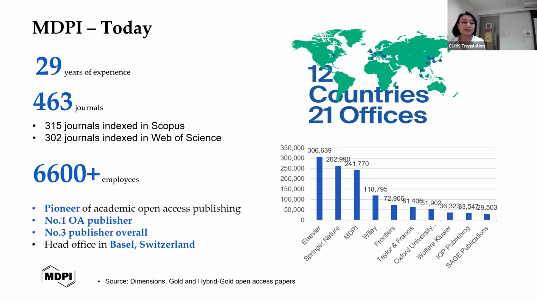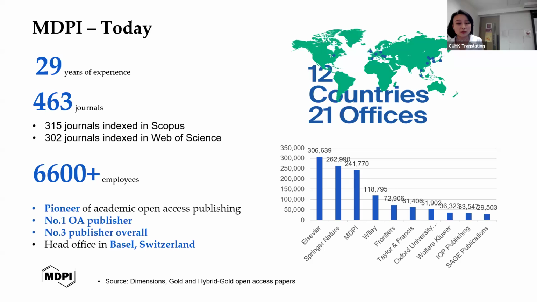And the head office of MDPI is located in Basel, Switzerland. And all around the world, we are located in 12 countries, and now we have 21 offices all over the world. And this year, we just started up the Hong Kong office. So if you are interested, you can also apply for positions in the Hong Kong office and also other offices.